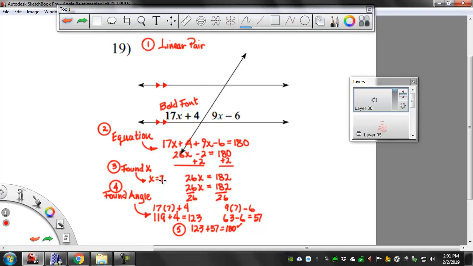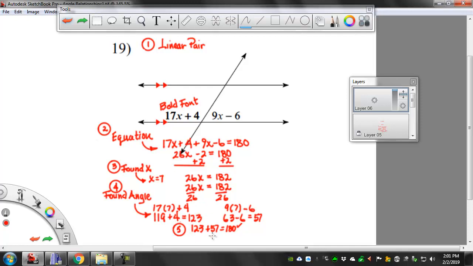So x equals 7. Now remember, we want to find the angle, and we have to find the bold-faced font one. So I'll take 17 times 7 plus 4. So 119 plus 4 gives me 123. So that is the angle, and that's the answer.